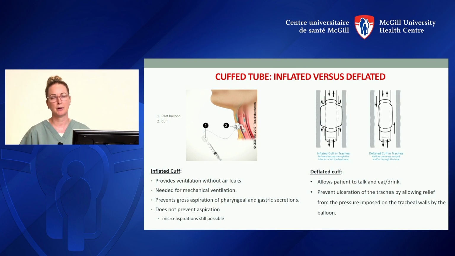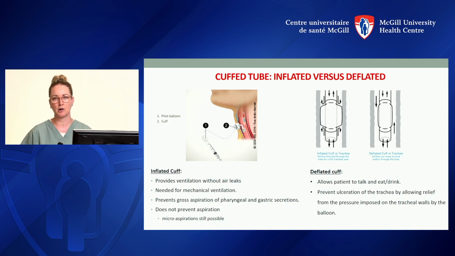So we'll talk a little bit more about the cuffed tube and inflated cuff versus a deflated cuff. So you'll see on the image the inflated cuff. So this provides ventilation without air leaks because it provides a nice seal so the patient can be oxygenated properly. It's needed for mechanical ventilation. You have to have a cuff inflated for proper mechanical ventilation. It prevents gross aspiration of pharyngeal and gastric secretions.